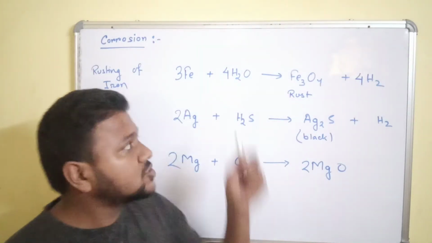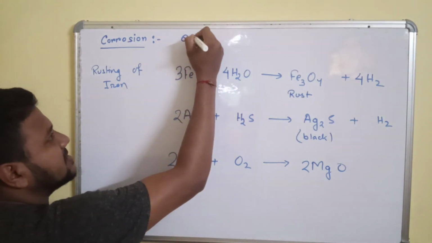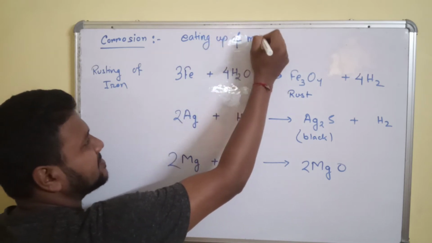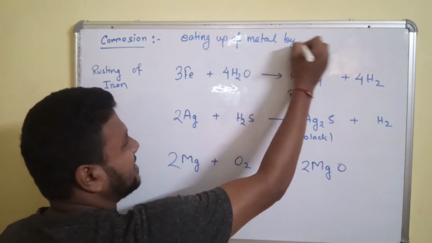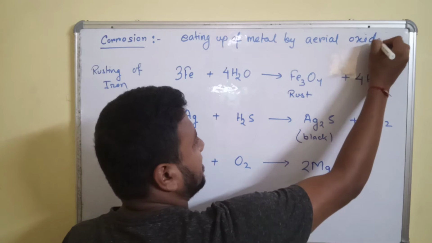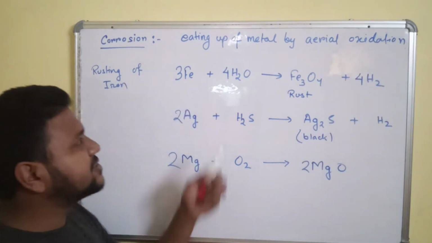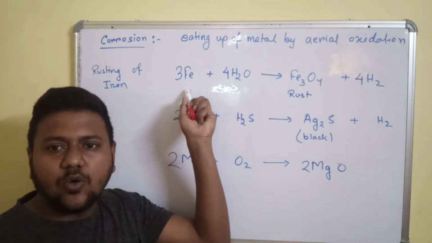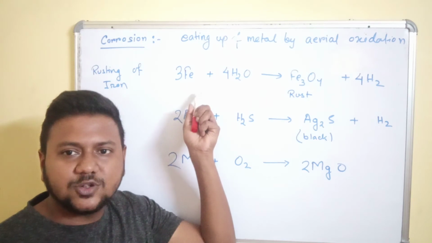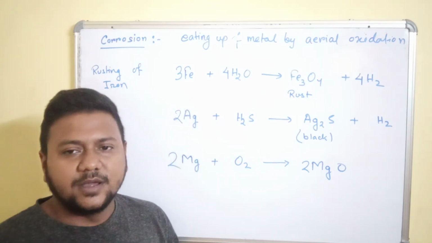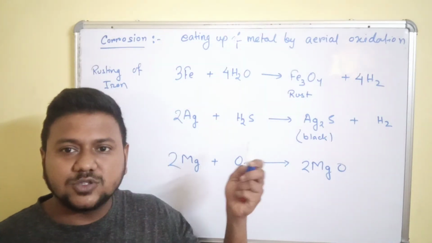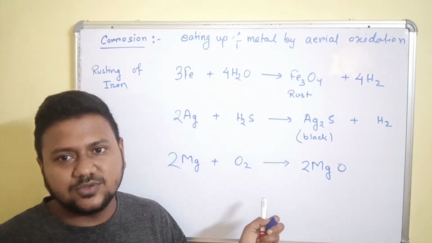Okay, so what is corrosion? Corrosion is eating up of metals by aerial oxidation. This corrosion leads the metal to destroy its own property. It destroys the lustrous property, it destroys the hardness of the metal, and slowly the metal will get eroded. So this particular corrosion also occurs because of the oxidation reaction that is going through the metals.